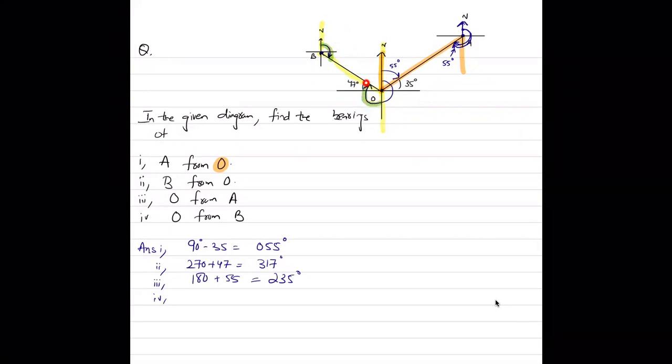What is going to be this angle? What can you say? You know, this is 47. That's already marked on your diagram. This is 47. What is this angle? What is the angle between south and west? This is south. This is west. What is this angle? Can you observe that this is going to be 90 degree?